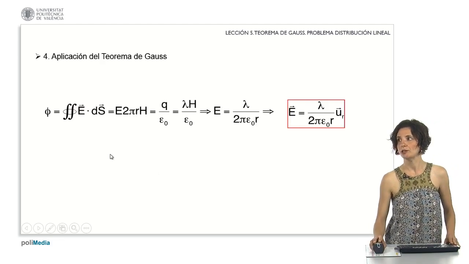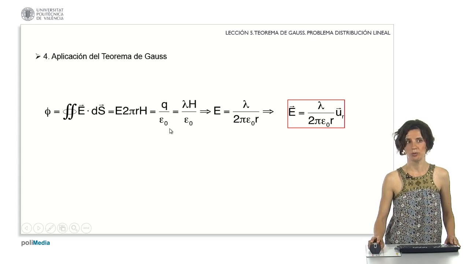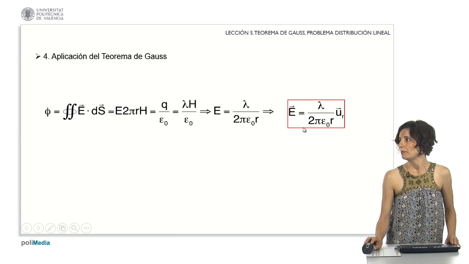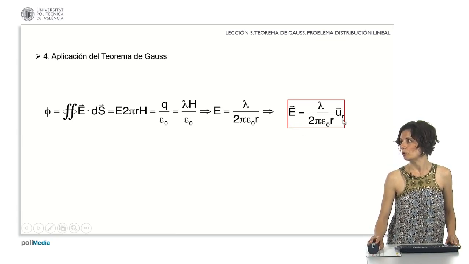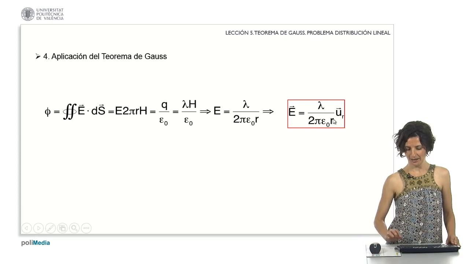Finally, let us apply Gauss's law, which tells us that the flux, which we have just seen to be E times 2 pi r H, is equal to the enclosed charge divided by epsilon sub 0. Since the enclosed charge is lambda times h, the h's go away, and we are left with the modulus of the electric field being lambda divided by 2 pi epsilon sub 0 r. To give the vector character to the electric field, we multiply it by the unit vector u sub r, which is a vector of modulus 1 and radial direction.